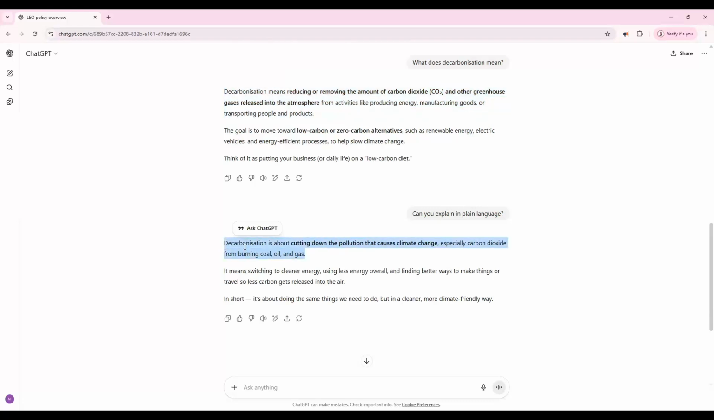Okay? And here the language is just simpler. So it is simply and explicitly saying it means switching to cleaner energy, using less energy overall, and finding better ways to make things or travel so less carbon gets released into the air. Okay? And then, in short, it's about doing the same things we need to do, but in a cleaner, more climate friendly way.